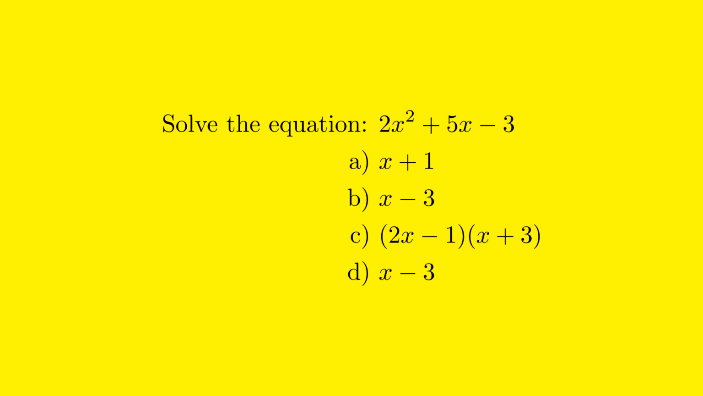In this video, we will be looking at the expression 2x squared plus 5x minus 3 and its possible solutions. The options are A, x plus 1, B, x minus 3, C, 2x minus 1 times x plus 3, and D, x minus 3. Pause the video here and try to solve it for yourself.